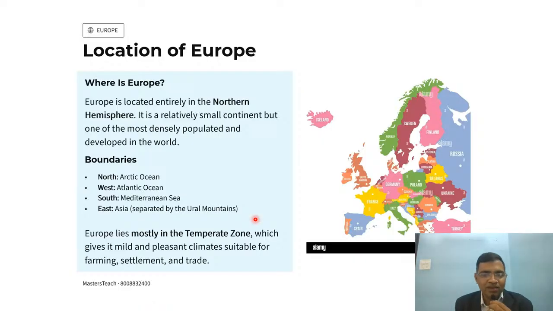Sometimes they may ask in the examination the boundaries of Europe. North side is the Arctic Ocean, west side is the Atlantic Ocean, south side is the Mediterranean Sea, and east side is Asia separated by the Ural Mountains. When you are watching this channel, keep the Europe map and African map with you, that will be good. You can check in our textbook also. I didn't miss any points.